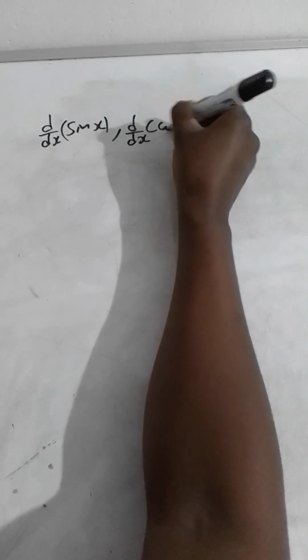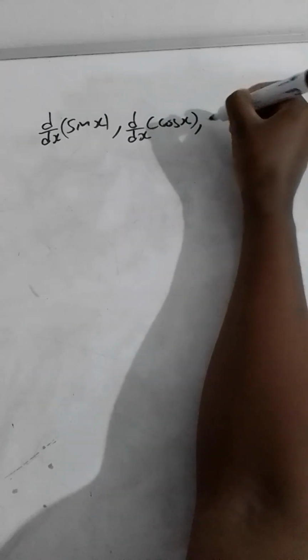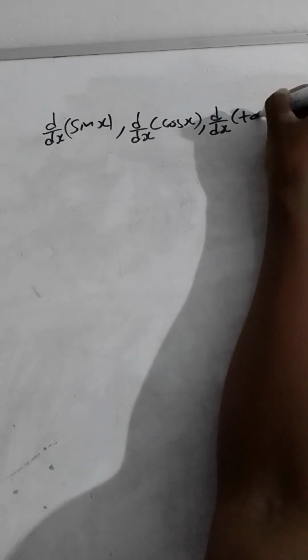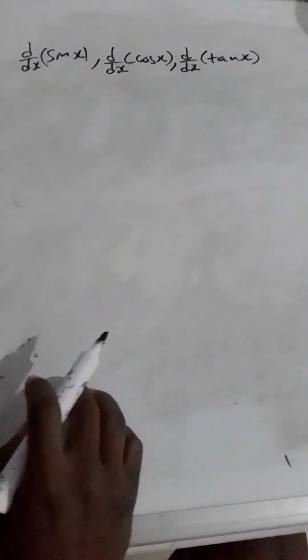So here we're going to do d dx of sine of x, and then d dx of cos of x. Then we're also going to do d dx of tan of x. And then the others will also follow similarly. Okay, so how do we do this?